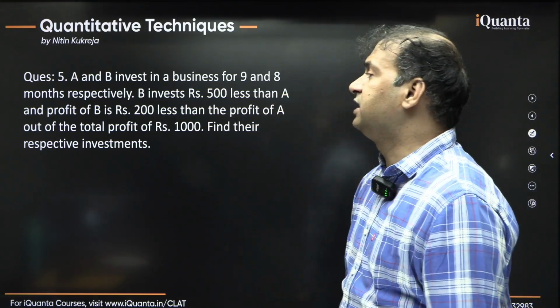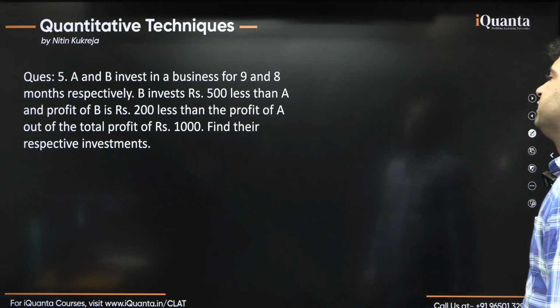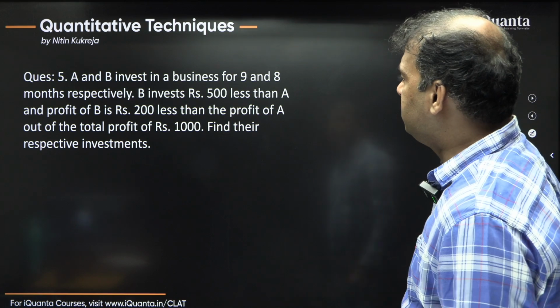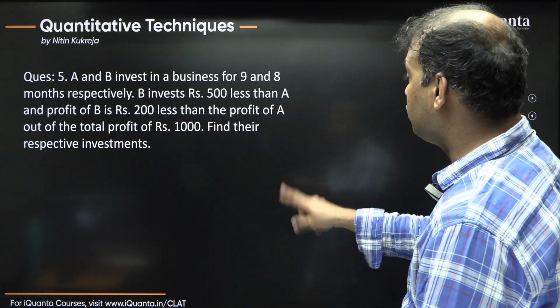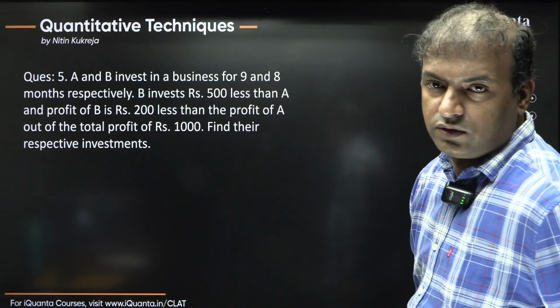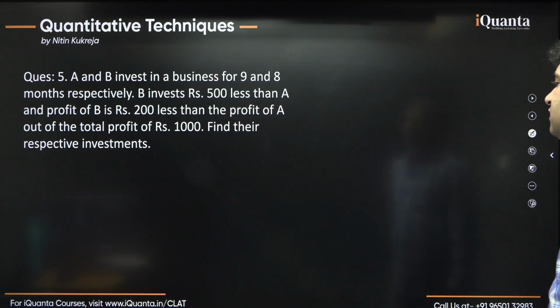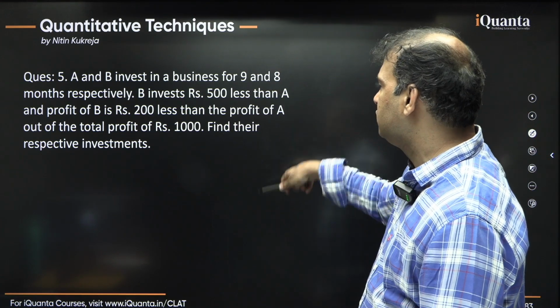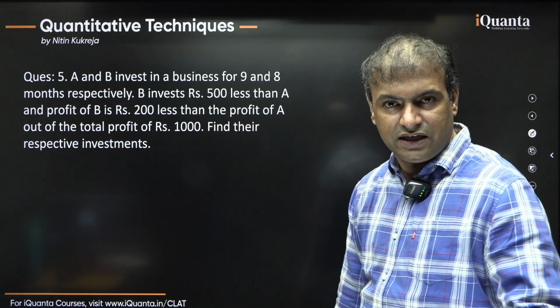The next question says that A and B invest in a business for 9 and 8 months respectively. B invests rupees 500 less than A, and the profit of B is rupees 200 less than the profit of A. Out of the total profit rupees 1000, find their respective investments. All right, this time they're asking about the investments, right? They have given a hint that B's investment is 500 less than the investment of A.